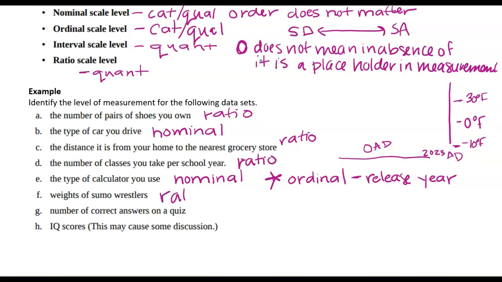Weight, yeah, if you have 0 weight, that would mean absence of. And number of correct scores is also ratio because 0 means that you did not get any correct. Again, in class, let's talk about IQ scores together, and I really want you to think about, does 0 mean absence of IQ?